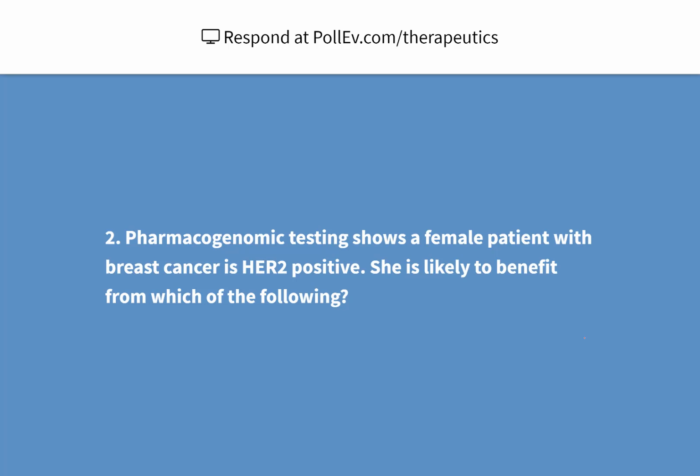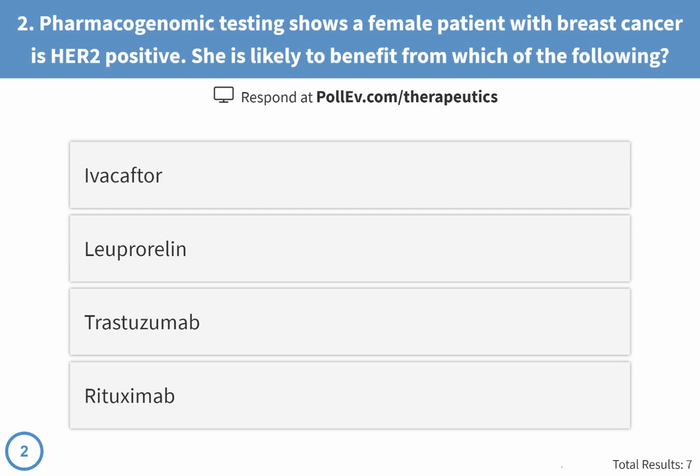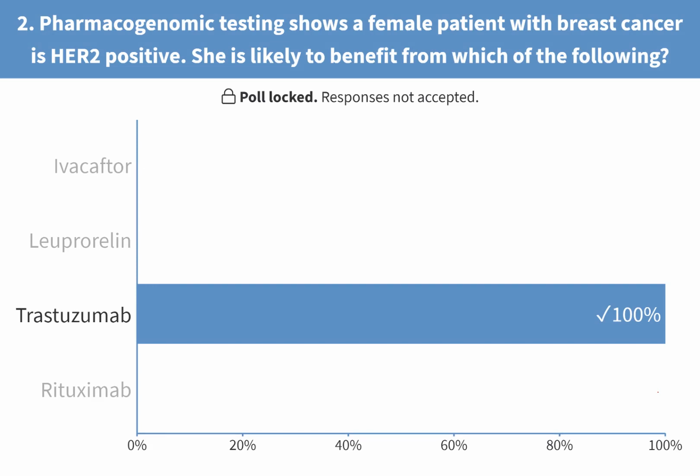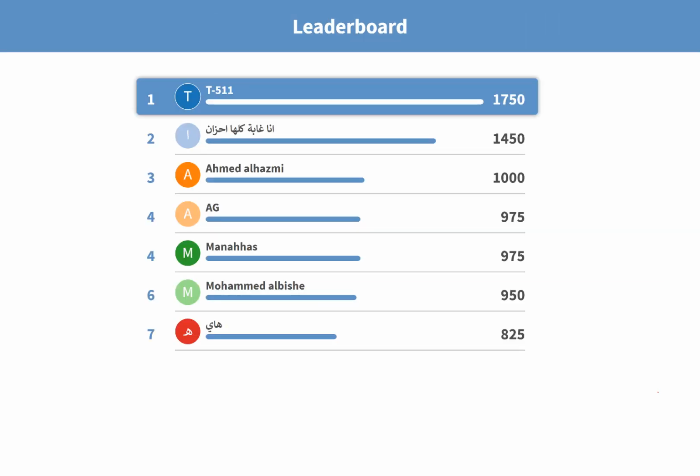Pharmacogenomic testing shows a female patient. Okay, that's a very important question. Female patient is HER2 positive. She is likely to benefit from which of the following drugs? Okay, everybody. Well done, everybody. Trastuzumab is the answer. Okay. Who is T511? It looks like a gene.